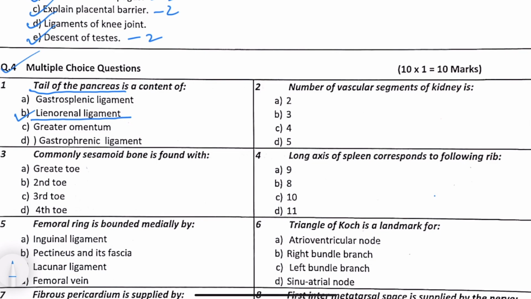MCQ number 2: the number of vascular segments of the kidney is 2, 3, 4, 5. So remember, the vascular segments of the kidney is 5. Answer is D. Look here now.